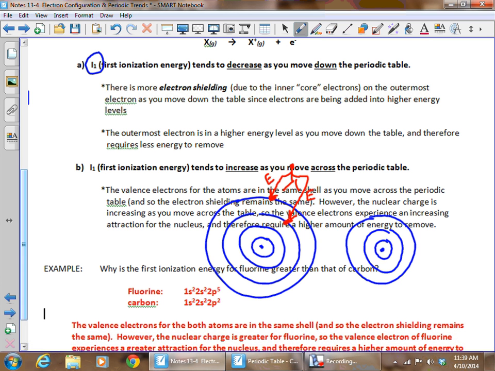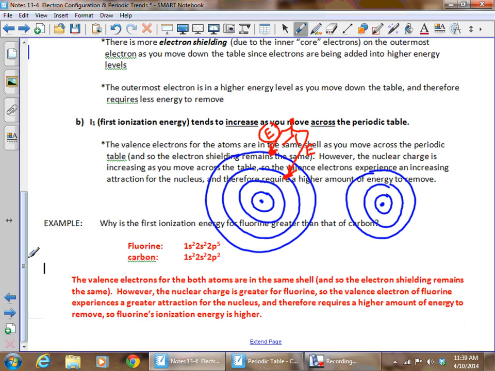Is it at a higher energy level? If it is, it's going to require less energy, less energy rope, to remove it. So the first ionization energy for fluorine, why is it greater than that of carbon?